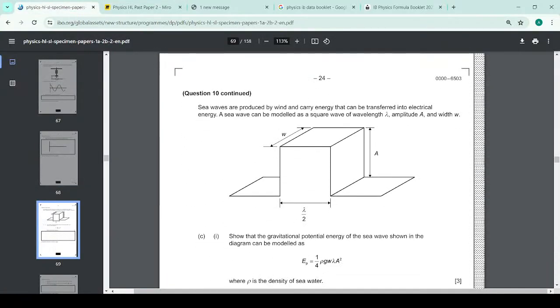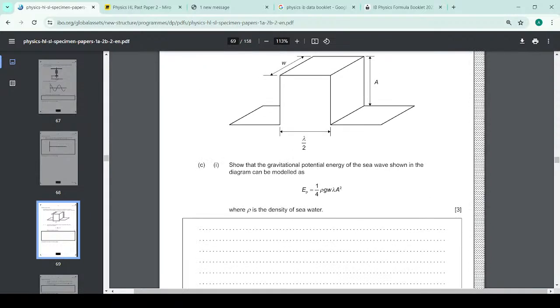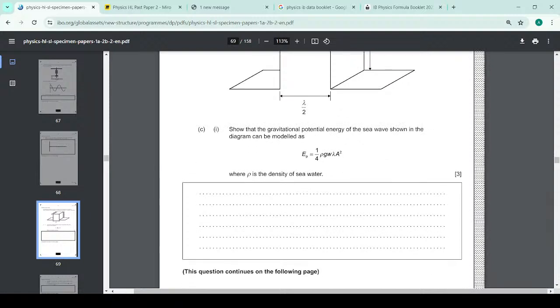Next one is part C. Okay, C waves are produced by wind and carry energy that can be transferred into electrical energy. A C wave can be modeled as a square wave of wavelength lambda, amplitude A, and width W. Show that the gravitational potential energy of the C wave shown in the diagram can be modeled as EP equals 1/4 rho G W lambda A squared, where rho is the density of the seawater.